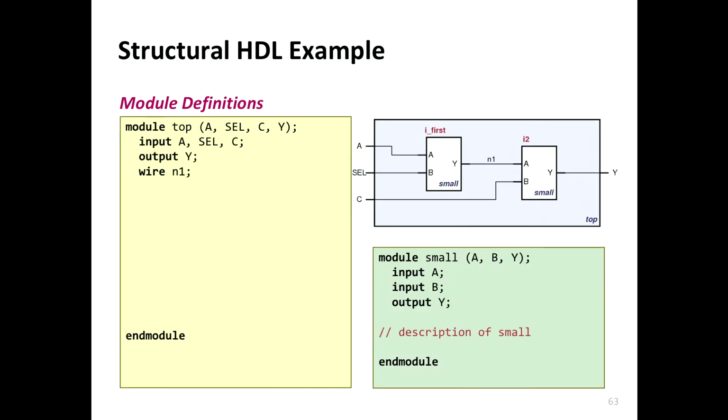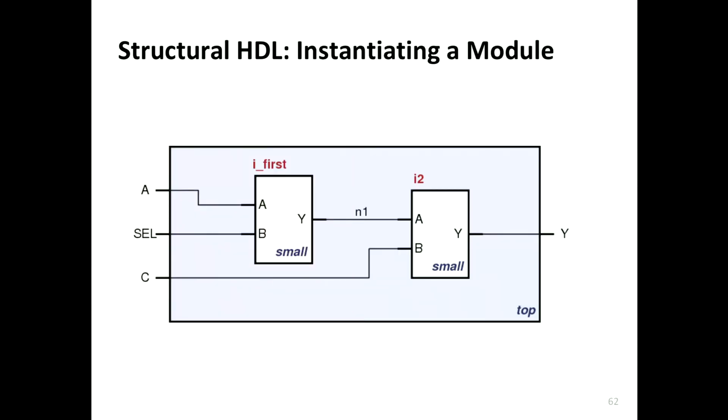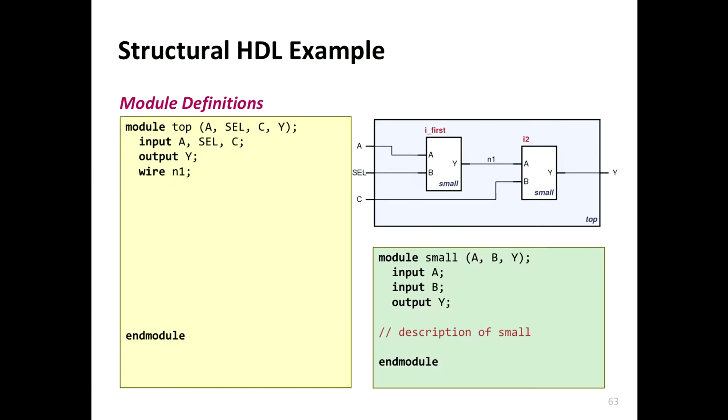Let's do it together. It's easier that way. As you can see, you have 2 small modules, right? What we will actually have is, you just need to write 1 small module, and then you instantiate the same small module 2 times. So you have I first and I2. And then you put these 2 instantiations into a bigger module called top. And this is exactly what is here.